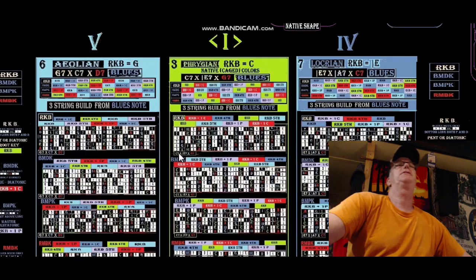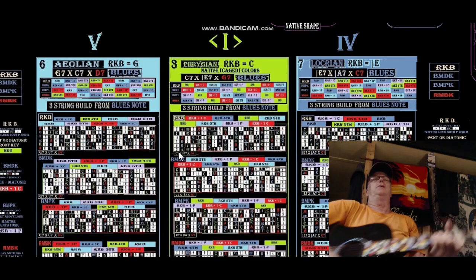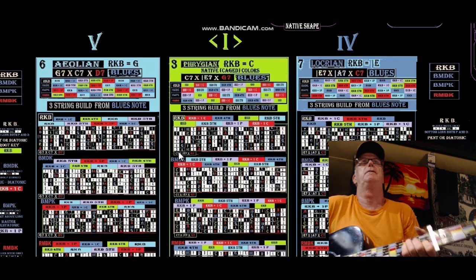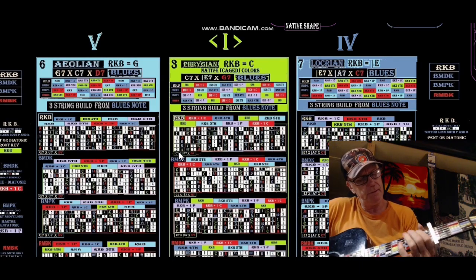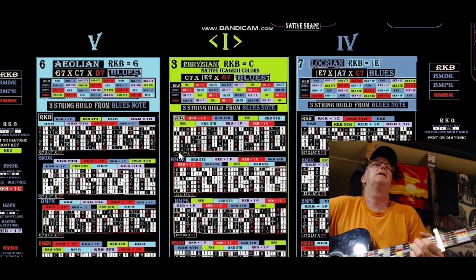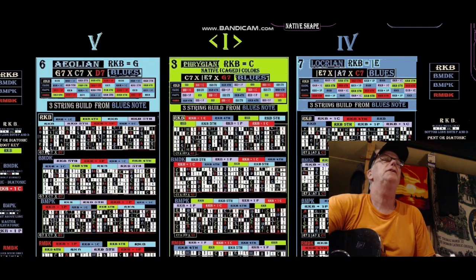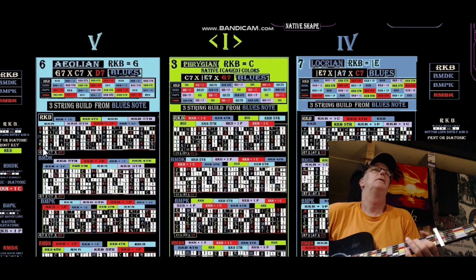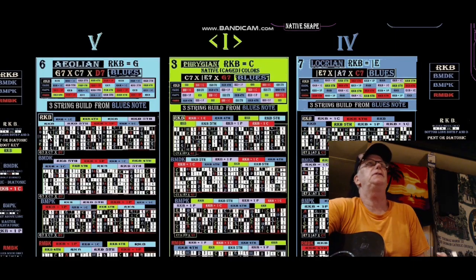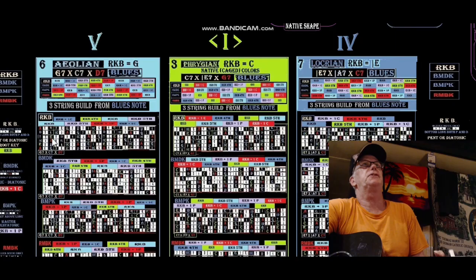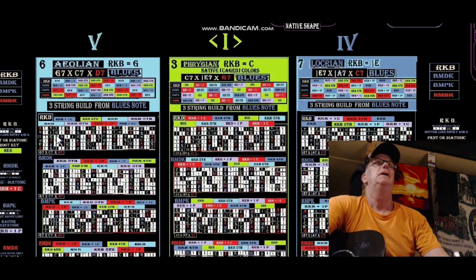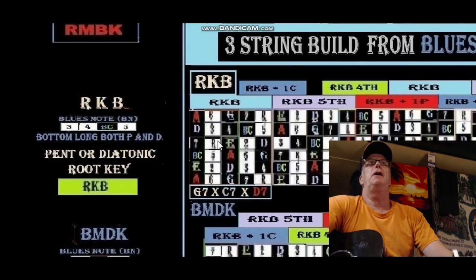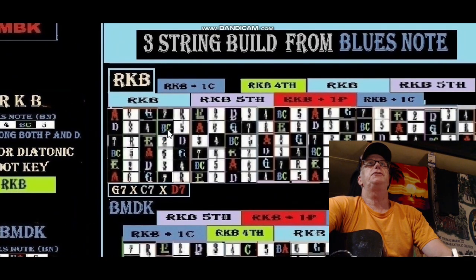So if I'm going, let's say, doing this, I'm going to play the C7. And I want to go to the G. I just look over here for that G shape. Right here, this little G shape. You see, everything starts getting smaller. This helps me find the blues note.